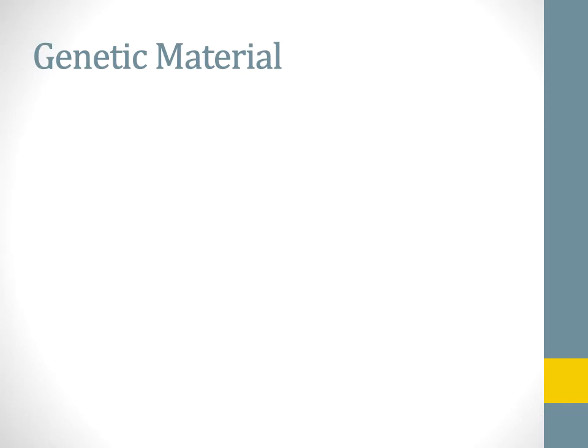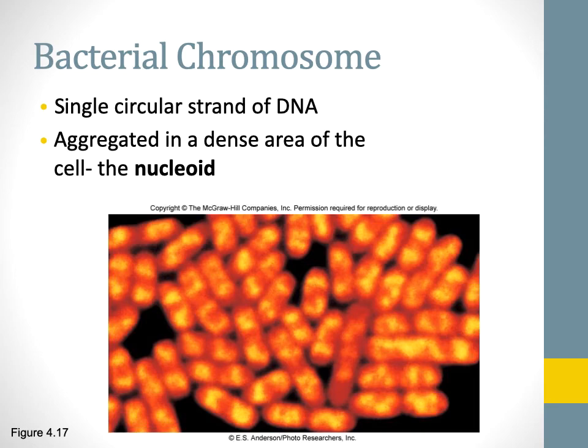So the next structure we'll look at is genetic material. Again, a structure that's found in all cells. Between prokaryotes, bacteria, and eukaryotes, it's a little bit different how the genetic material is going to be packaged. And so first we'll look at bacteria.